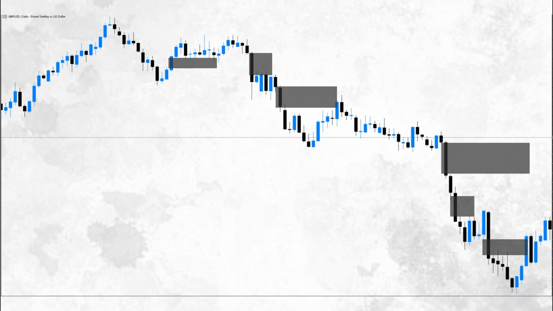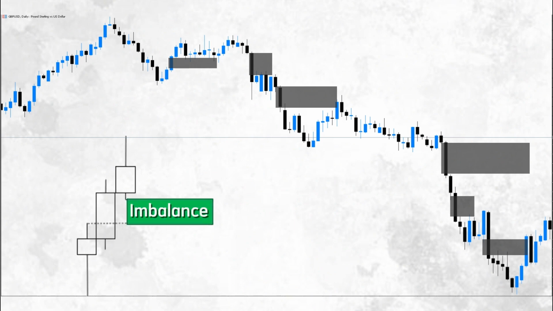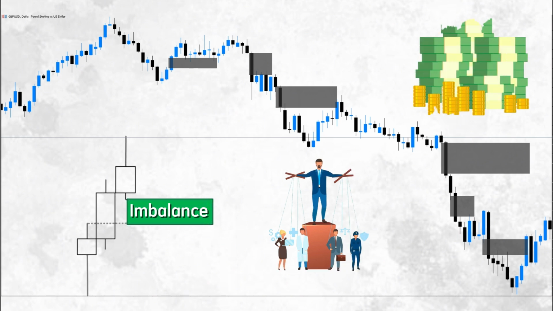Fair value gaps are also known as imbalances in price movement. This happens in the market because there is very little participation and the path of least resistance is clear for institutions and big money. They take advantage of the situation and move price in one direction. Fair value gaps are identified on candlestick charts in the following way.